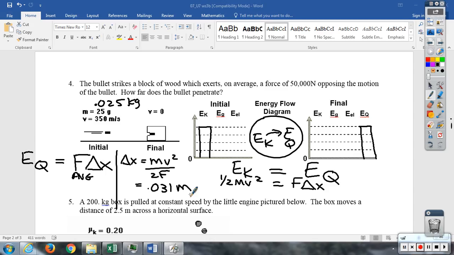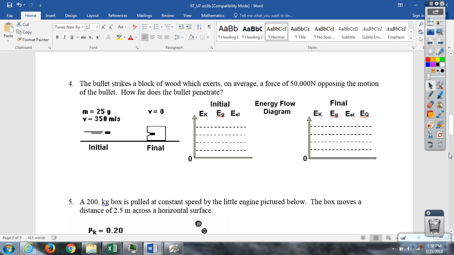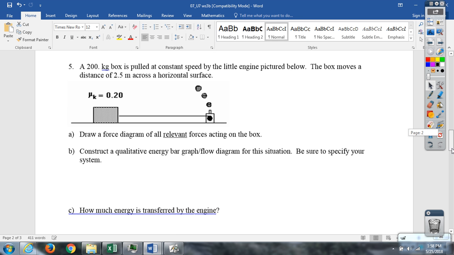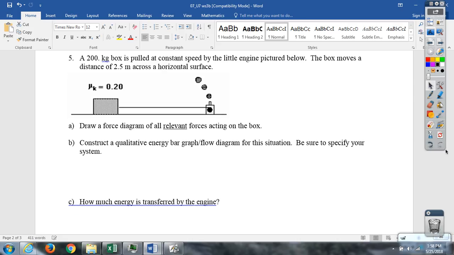All right, the final problem comes in a few steps here. So we have a 200 kilogram box, and it's being pulled at constant speed by a little engine, and it's moving over a distance of 2.5 meters, and there is friction on this surface, which makes sense because it's moving at constant speed.